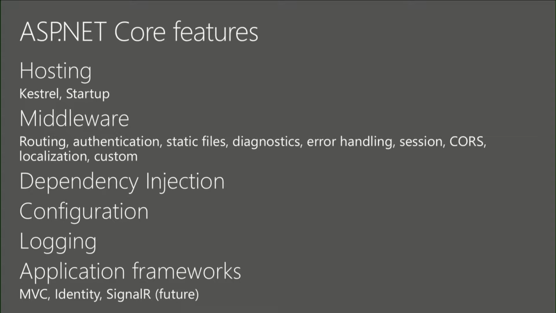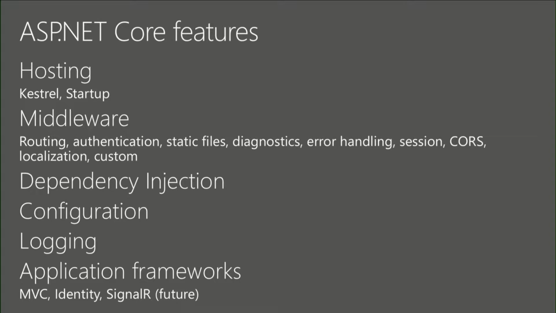We have a completely new HTTP request handling pipeline that's made up of components that we call middleware. Middleware are completely asynchronous and very lightweight. We provide you a bunch of middleware out of the box: routing, authentication, static files, diagnostics, error handling, CORS, session, localization. You can build your own middleware and plug them into the stack, and we're also continuing to build new ones. We have URL rewrite middleware that's coming, and response caching middleware that's coming as well.